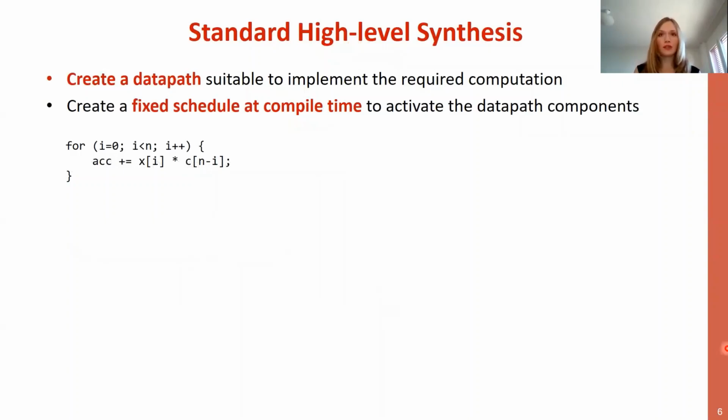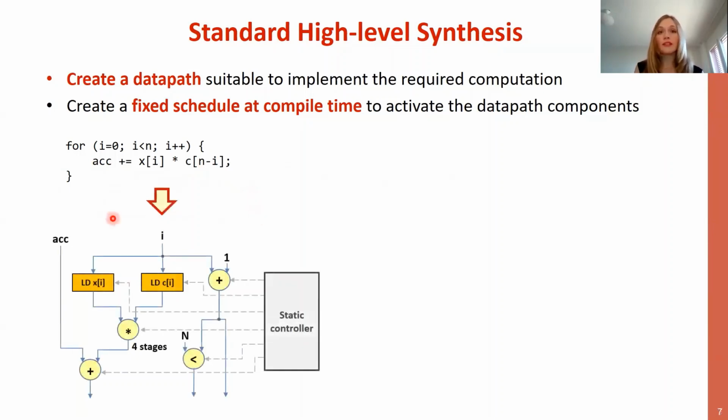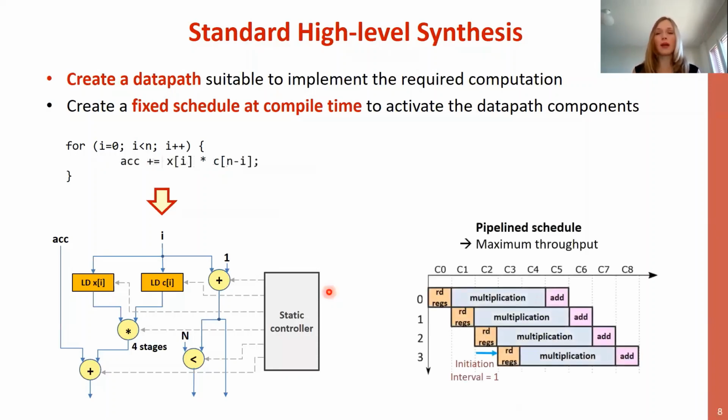So what does a standard HLS tool do? It takes a piece of code, for instance, the loop that we have here, and then it produces a data path of components that implement the functionality that we want, as well as a controller, which dictates when each of these operations will be triggered. The idea, of course, is to create the best possible schedule, to use the data path in the best possible way, for which we would use techniques such as pipelining. The idea of pipelining is to overlap loop iterations as much as possible to increase the throughput of the design.